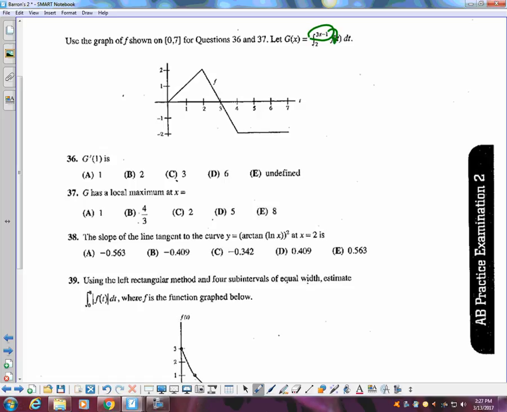So take your upper limit and it becomes your f of x. And then multiply that by the derivative of what you just plugged in, which is, and now what? You're going to plug in a what? A 1. So 6.